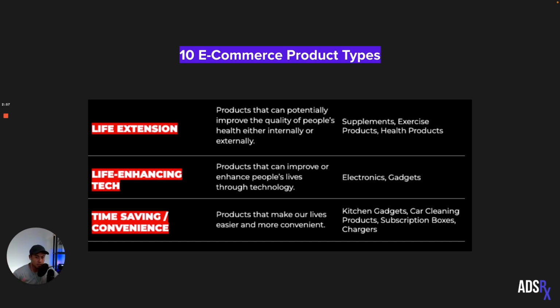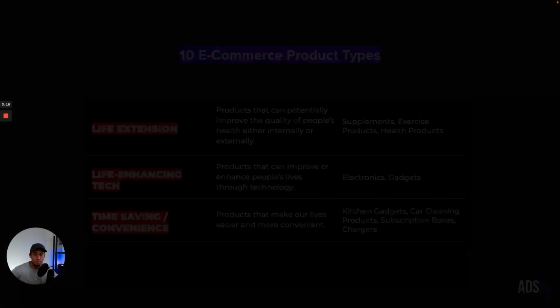I think that's number 5. Life enhancing tech. These are products that can improve your life through technology, electronics, gadgets. That one's pretty straightforward. Next, you have time saving and convenience products. Pretty straightforward there. Kitchen gadgets, cleaning products, subscription boxes, chargers, that one you see all the time, I'm sure.